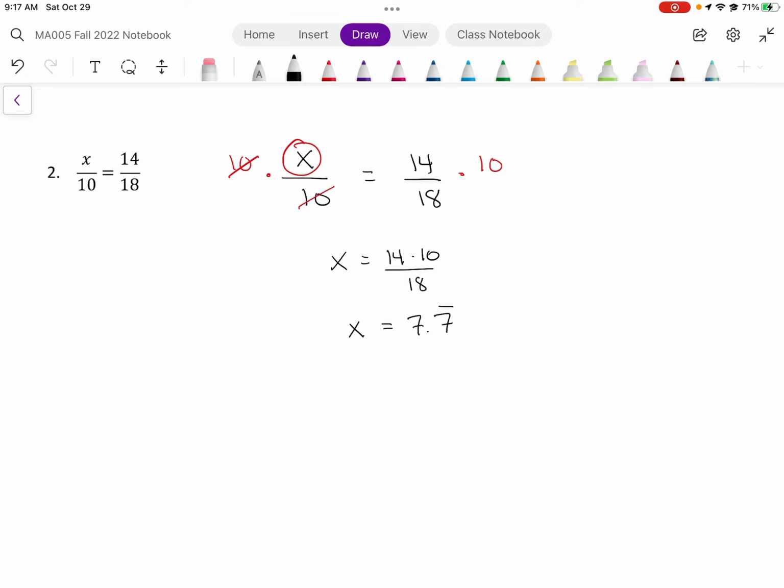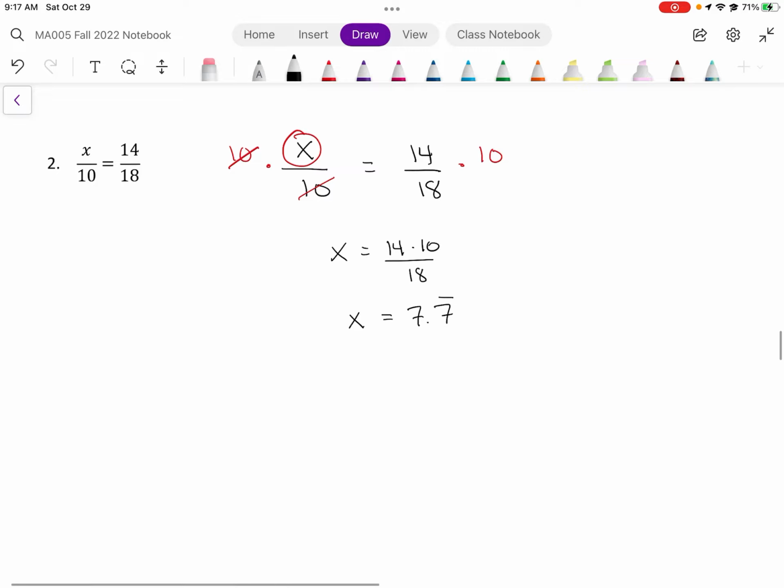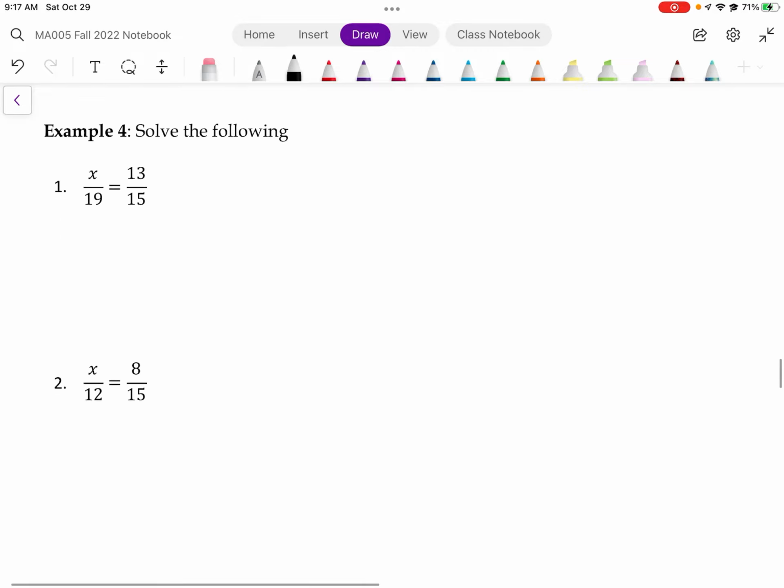Okay, 7.7 repeating. Now you could take that and put it in your calculator over 10 and see that you got the same thing when you divide 14 by 18. Test the proportion. Make sure you got it right. All right. There's a couple more here. Why don't you give these a try?